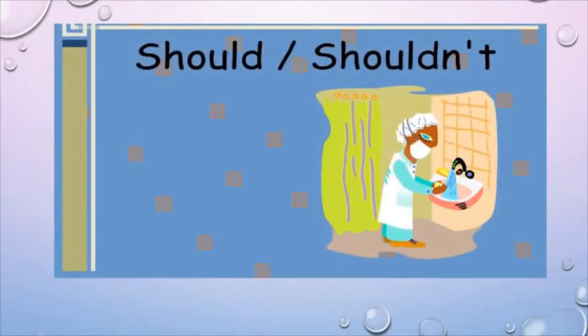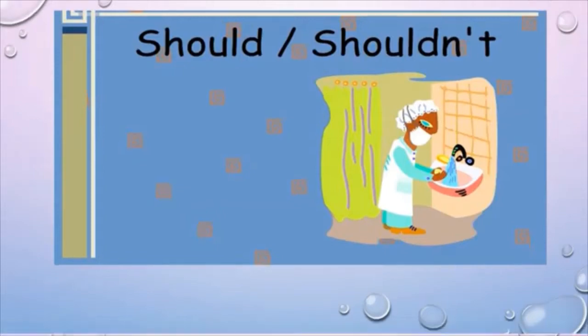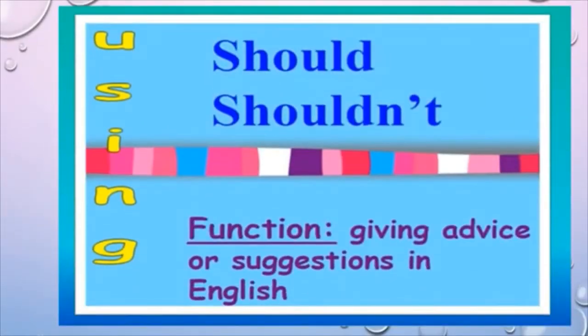Should and should not. We can call it should not. When we use it in contraction form, we call it shouldn't. Should and shouldn't, we use it to give advice or suggestions in English. Usually, we can use this modal to give advice or make a suggestion.